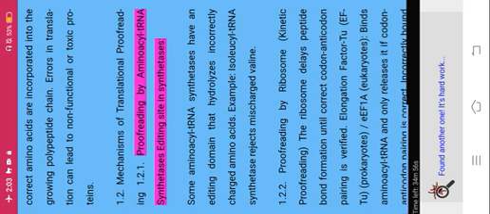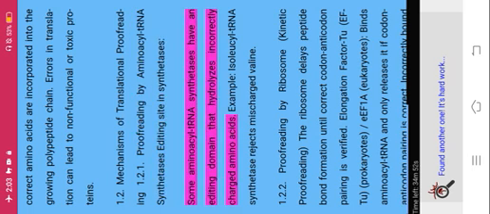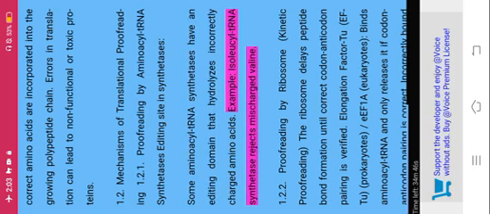1.2. Mechanisms of translational proofreading. 1.2.1. Proofreading by aminoacyl tRNA synthetases. Editing site in synthetases: some aminoacyl tRNA synthetases have an editing domain that hydrolyzes incorrectly charged amino acids. Example, isoleucyl tRNA synthetase rejects mischarged valine.